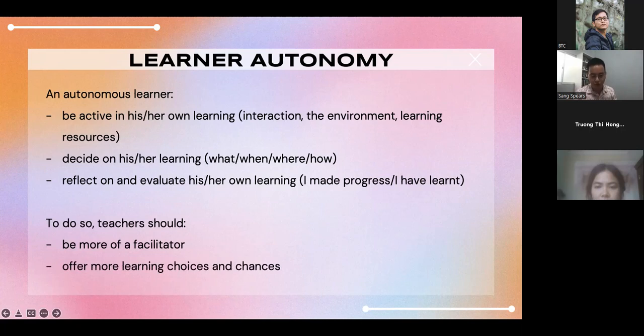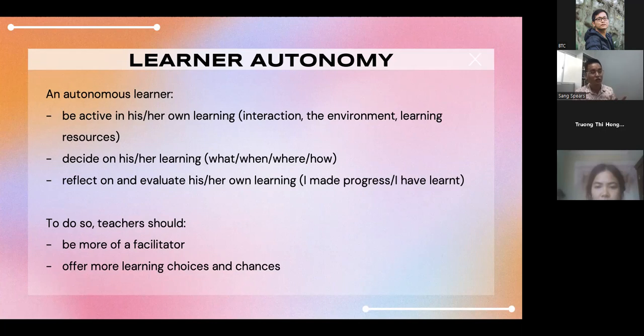And for sure, you should offer more learning choices and chances, and more carefully selected materials. How learning choices and chances can be made will be further explained in a later part of my talk. So make sure that you understand: an autonomous learner should be active, should be responsible for their own learning, should be able to make decisions upon their own learning, and should be able to reflect upon their own learning. When they are able to do so, they will automatically become autonomous.